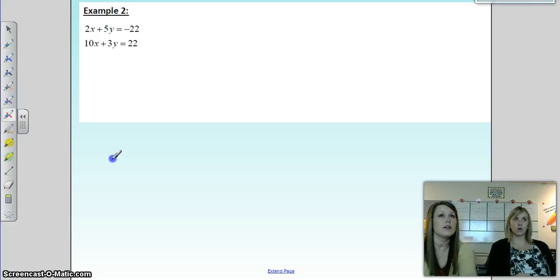can get them the same. So let's eliminate x this time and show them how that works. Okay. So if I want those x's to eliminate, I need one to be positive 10, one to be negative 10. Well, this one's already positive 10. So let's just leave that.